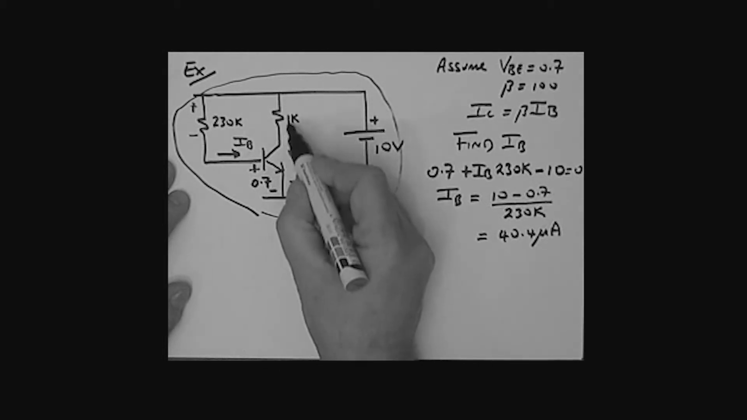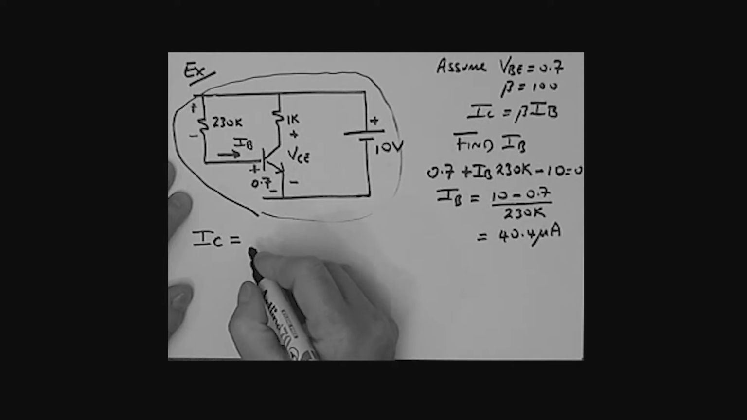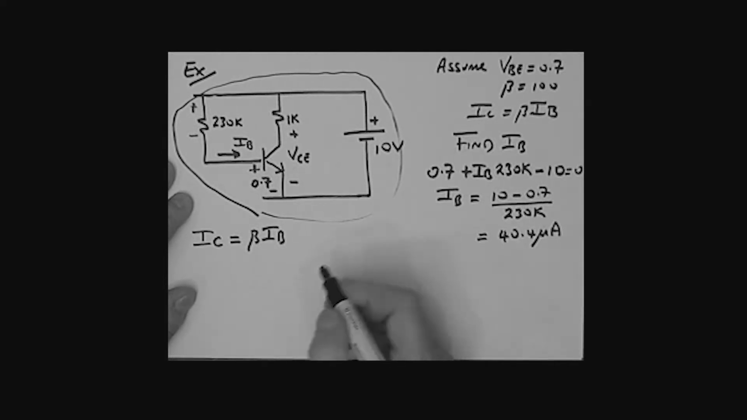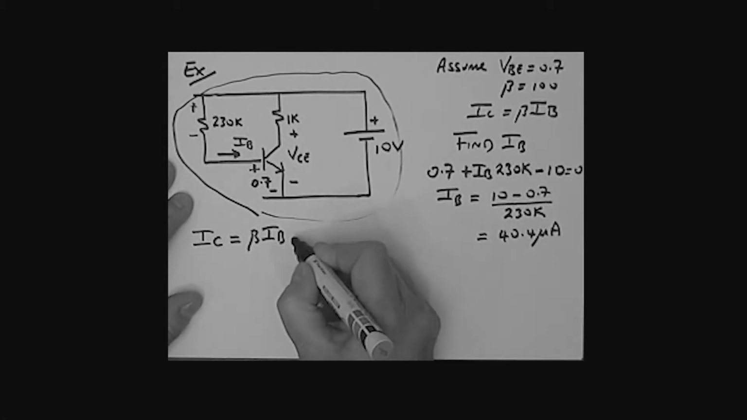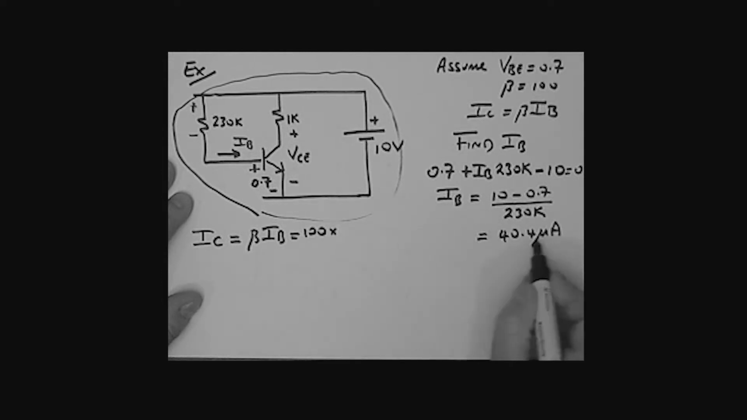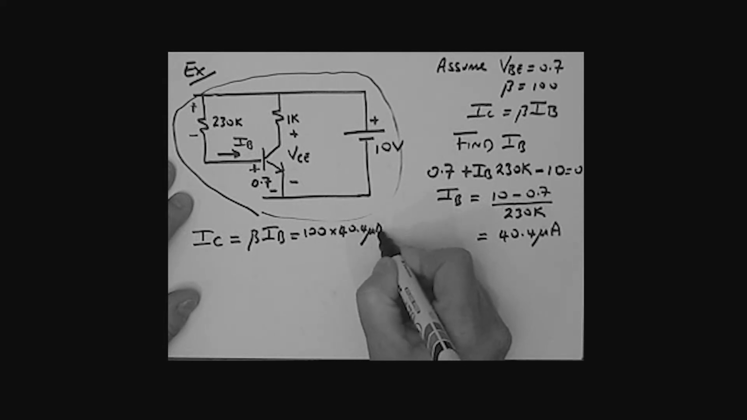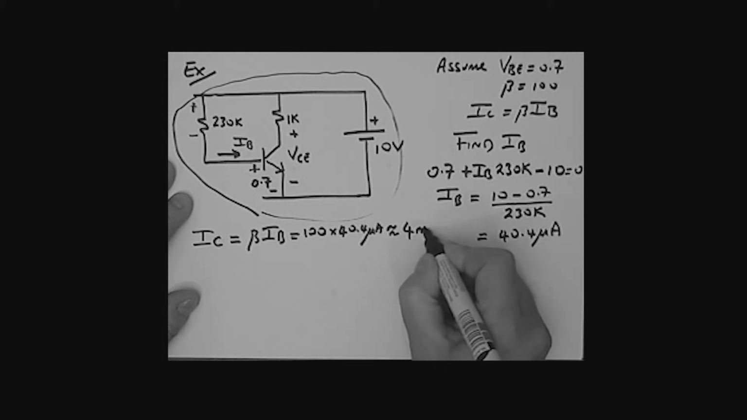Now, I want to find the collector current. So I can say, okay, IC is equal to beta times IB. That's this relationship here, one of the equations that you really need to remember. So let's put in the values. This is 100 multiplied by 40.4 microamps. Well, look, that's approximately equal to 4 milliamps.